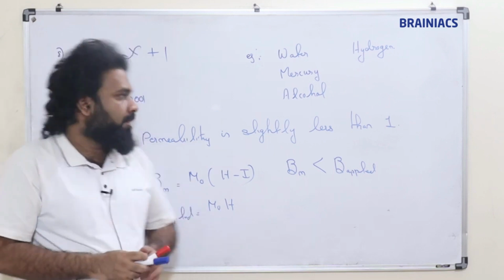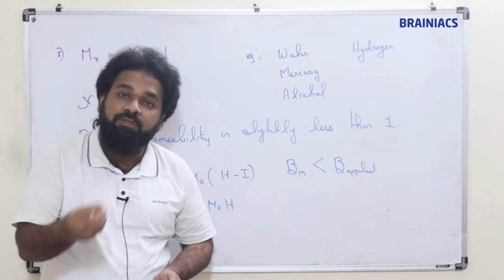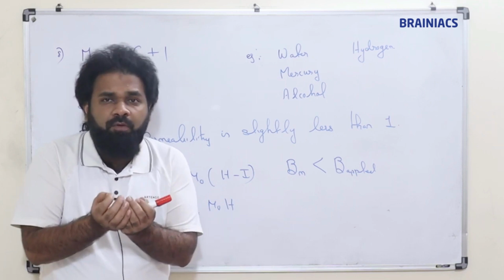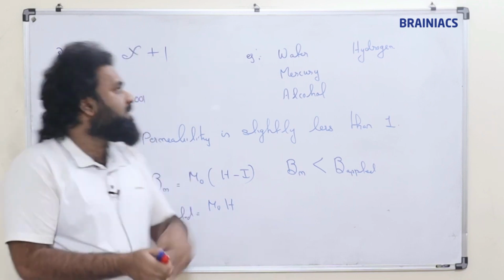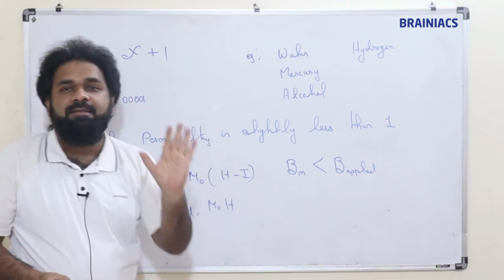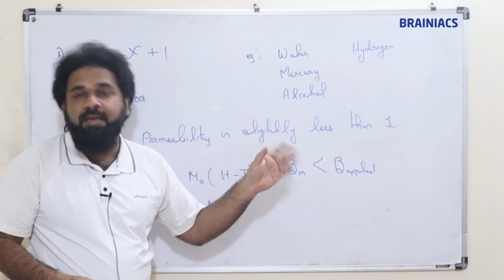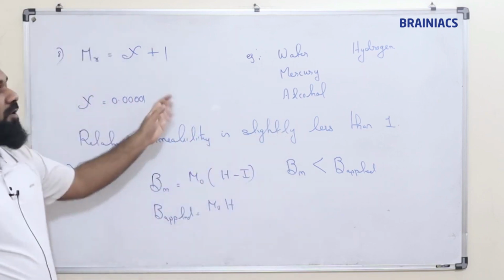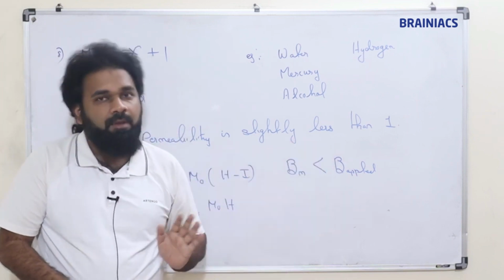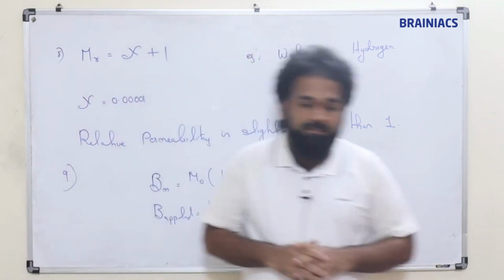Clear or what? Just because I is negative, zeta is also negative, and zeta is a very small value, relative permeability will be slightly less than 1. All are linked, and the diamagnetic material property is independent of temperature. Just because of that we got a straight line in the negative y-axis for the zeta-temperature graph. Okay, now we will go to paramagnetism.